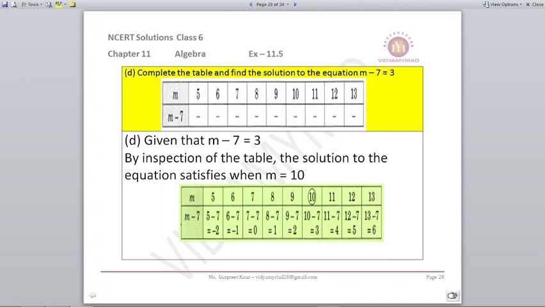Next, m minus 7 is equal to 3. So values of m will be 5, 6, 7, 8, 9, 10, 11, 12, 13. And we will notice that when the value of m is 10, that is 10 minus 7, when we do, it gives us 3. So we say that the equation will satisfy when m is equal to 10.